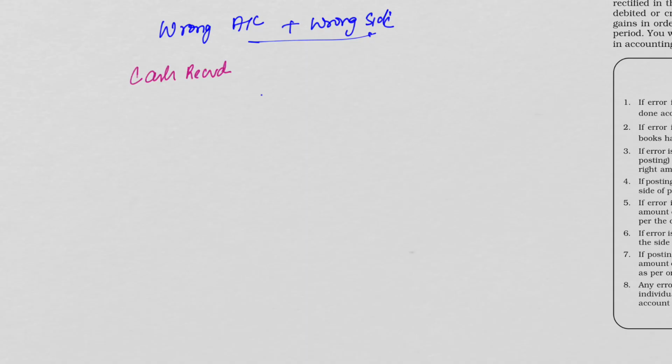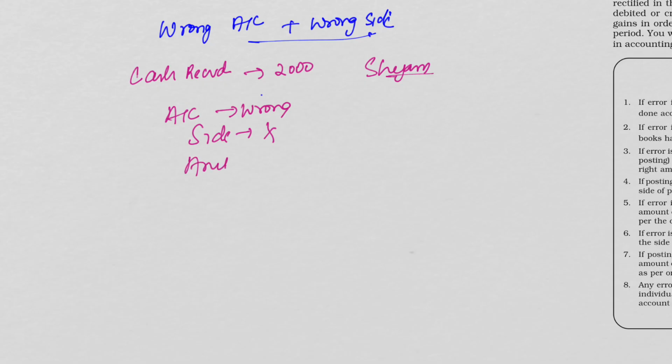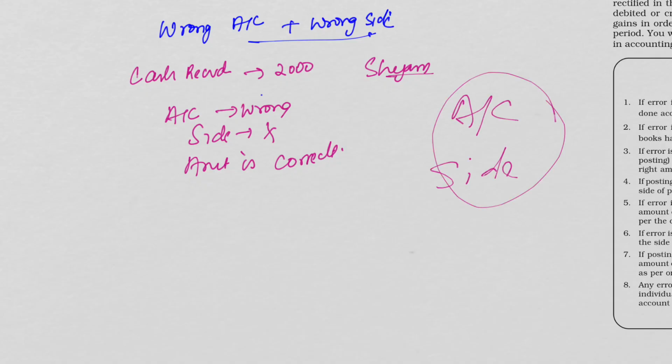Fifth principle: if posting is made to the wrong account on the wrong side, then we have to assume that the amount is correct. For example, cash received from Ram rupees 2,000 has been posted as debit to Sham. So here the account is wrong, the side is wrong, but the amount is correct. So rectification will correct both the account as well as the side.